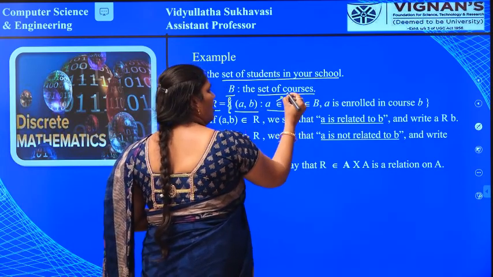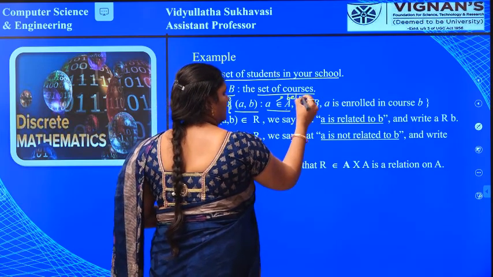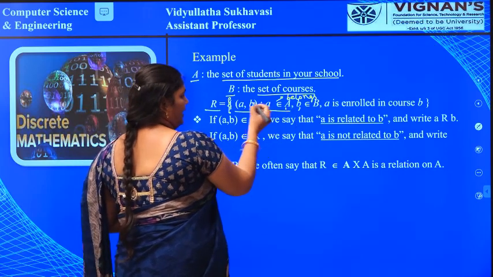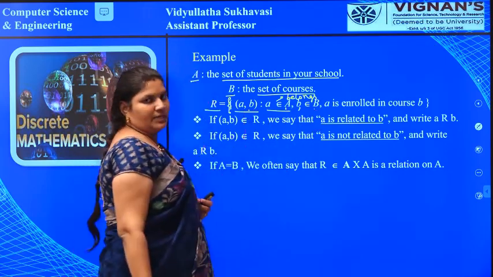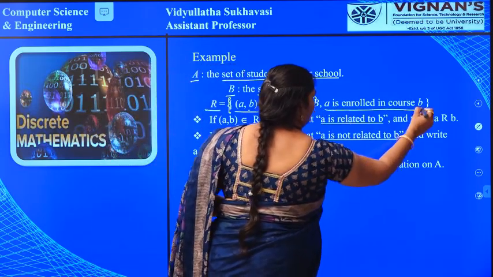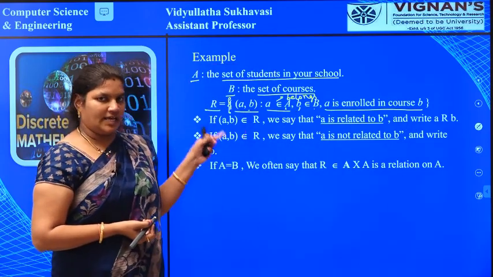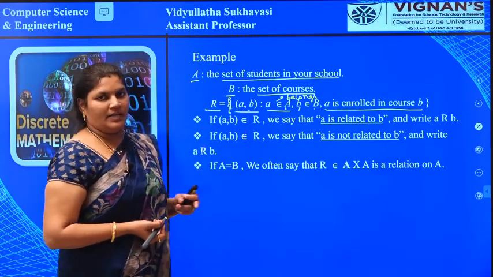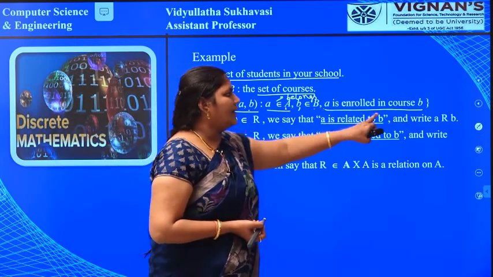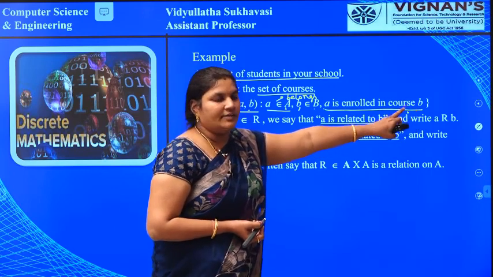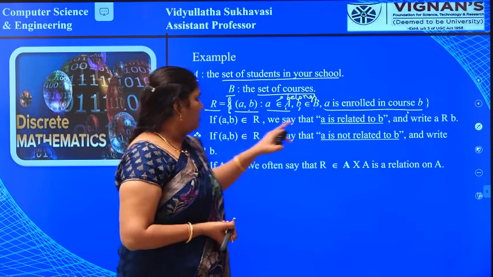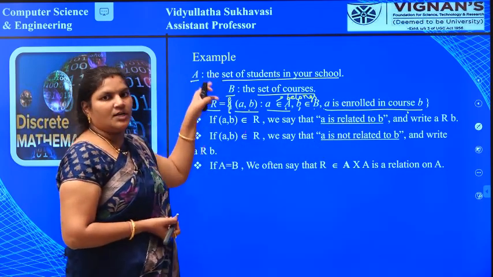This symbol is read as 'belongs to'. That means the element a belongs to set A and element b belongs to set B. From this example we can say that a is enrolled in course b. We represent the ordered pair as (a, b), meaning a is the student who is enrolled in course b. We get the information about the courses in which a particular student is enrolled. This is the relation that exists between these two sets.